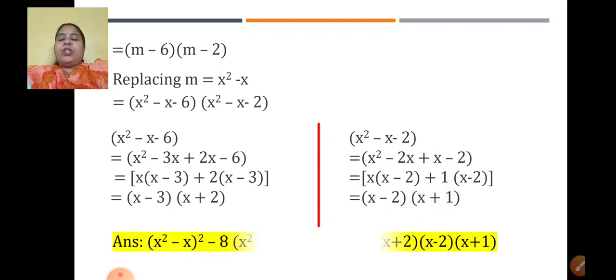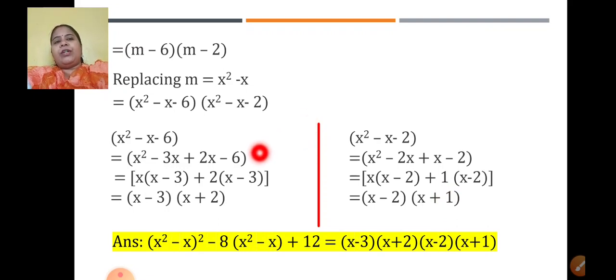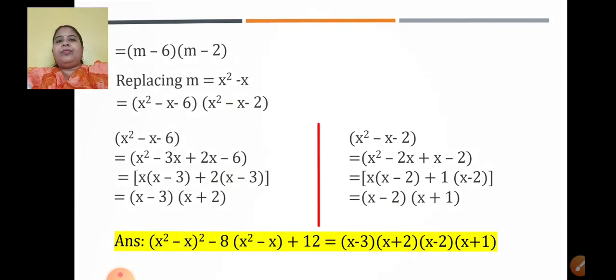Finally, what is the final answer here? All the 4 factors. Which are those 4 factors? X minus 3, x plus 2, x minus 2, x plus 1. So this way the final answer can be written. I hope you have understood all the steps. What are basically the steps for this sum? First, substitution, solving it, resubstitution. If it can be further solved, you need to solve it and get the final answer. Okay. So this way the first sum can be done.